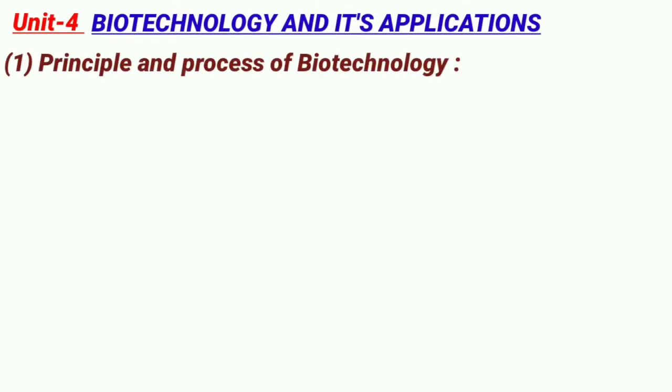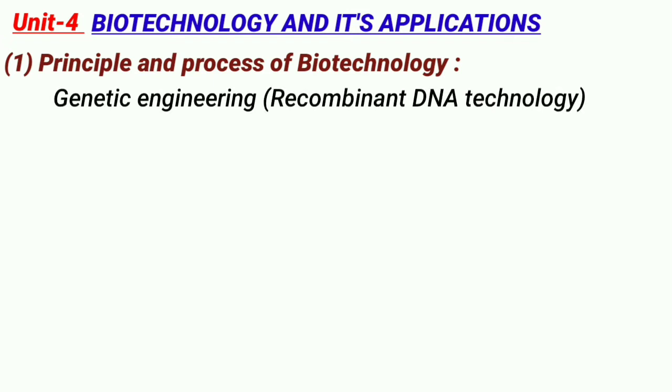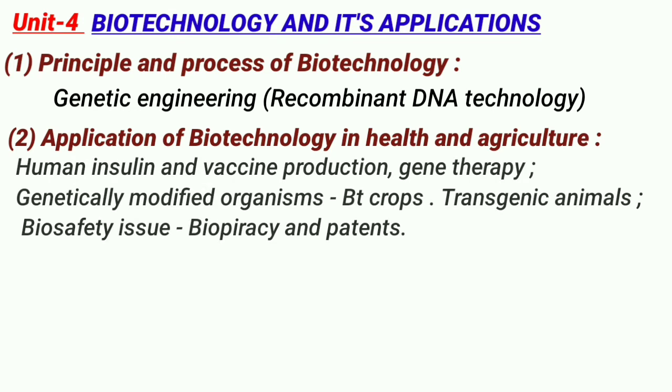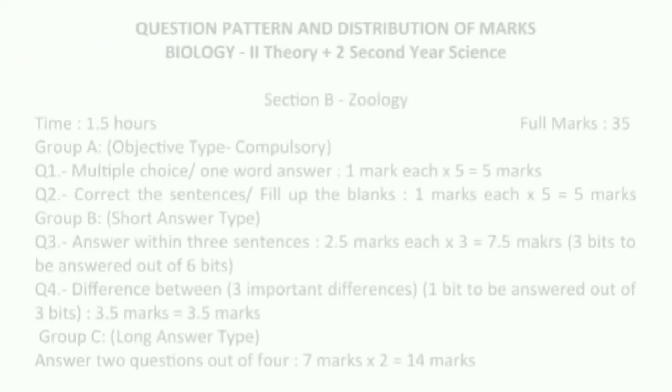Our fourth unit is biotechnology and its application: principles and process of biotechnology, genetic engineering, that is recombinant DNA technology. Then application of biotechnology in health and agriculture: human insulin and vaccine production, gene therapy, genetically modified organisms, BT crops and transgenic animals, biosafety issues and biopiracy and patents. Our fifth unit, ecology and environment, is also deleted.